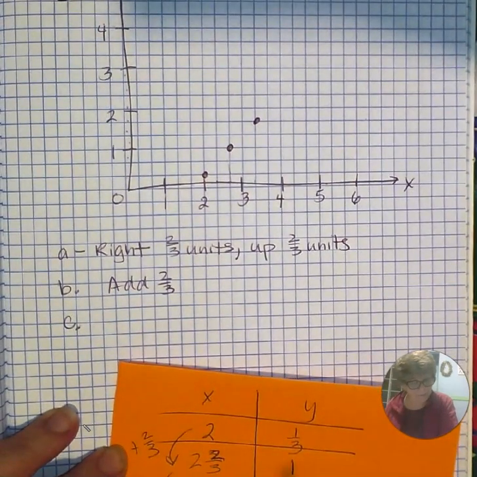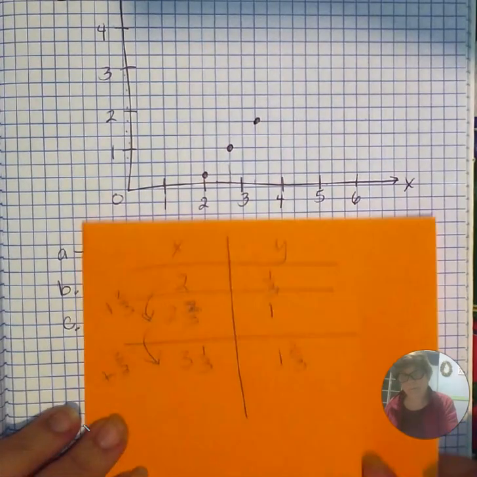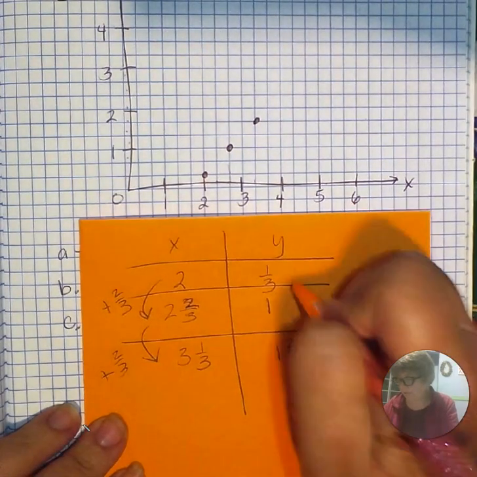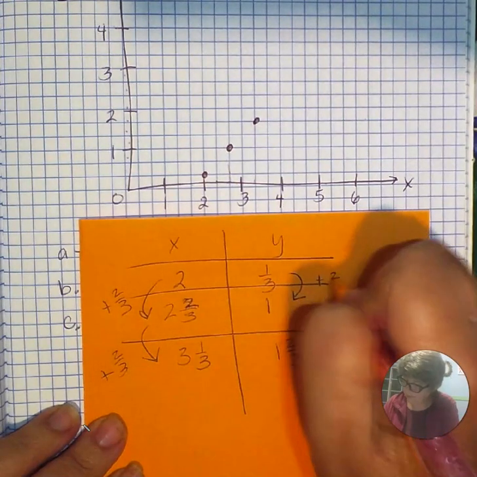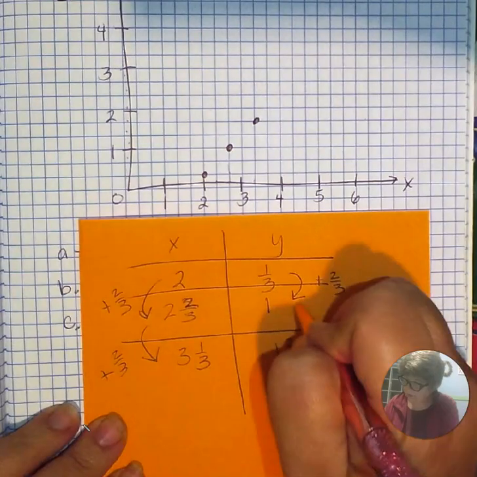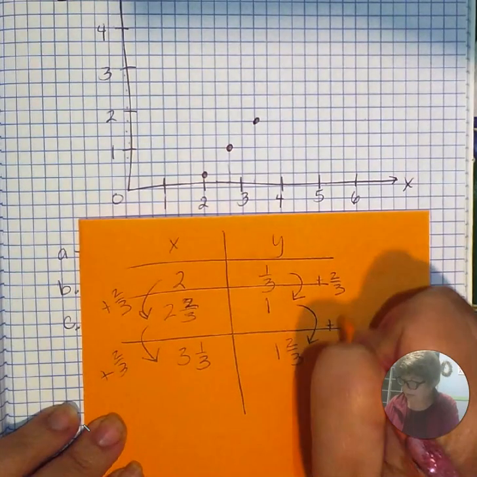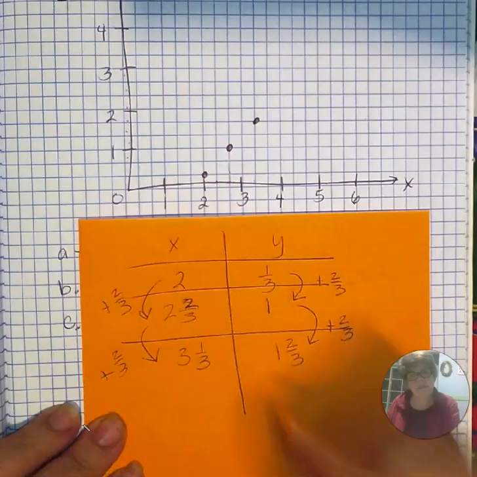C, what is the rule for the y coordinate? How do we get from 1/3 to 1? We add 2/3. How do we get from 1 to 1 2/3? We add 2/3. And these patterns are always going to be the same.